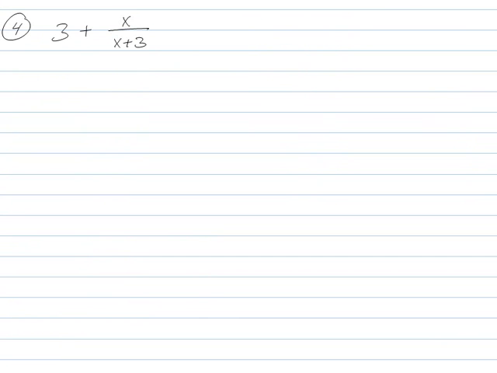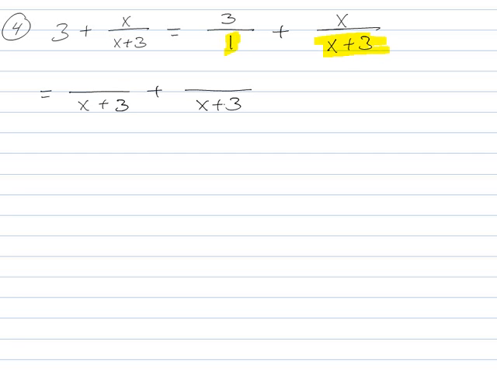This guy's kind of fun, I guess. What's important to recognize here is that 3 is actually 3 over 1. So if you want to go ahead and write that as a fraction, just so that you can see it, it's not a bad idea. The lowest common denominator here, between 1 and x plus 3, is actually just going to be x plus 3. This guy here is already taken care of. Now we've got the 1 is fine, but we're missing an x plus 3. So we're going to multiply the top and the bottom here by x plus 3.